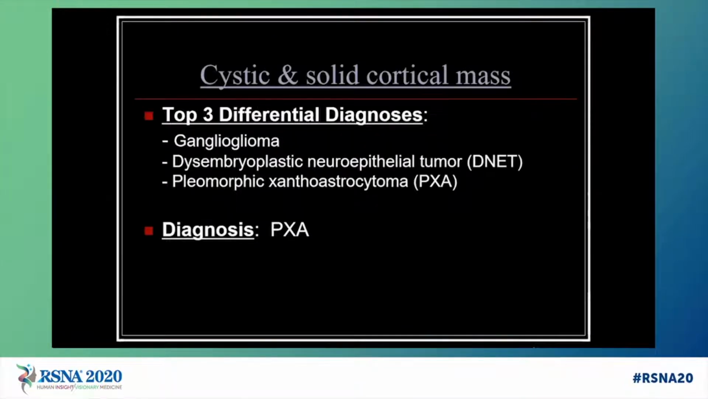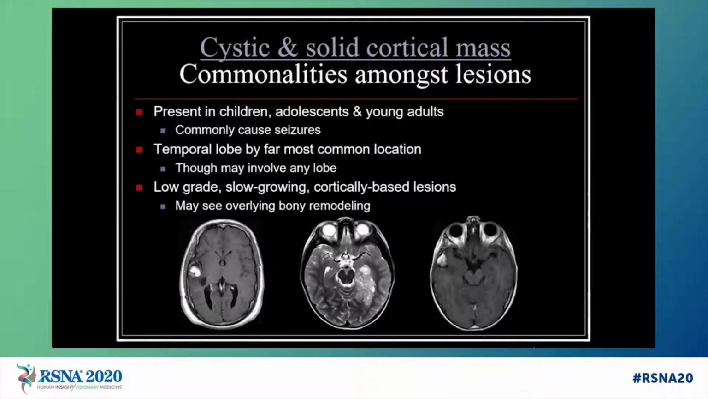So when we're looking at cystic and solid cortically based masses in children that present with seizures, our primary differentials are going to be ganglioglioma, dysembryoplastic neuroepithelial tumor, and pleomorphic xanthoastrocytoma. So what are the commonalities amongst these lesions? Well, most often patients present with seizures, and it commonly presents in children, adolescents, and young adults. These lesions can involve any lobe, but by far temporal lobe is most common location. These are low-grade, slow-growing, cortically based lesions, so you can see overlying bony remodeling.